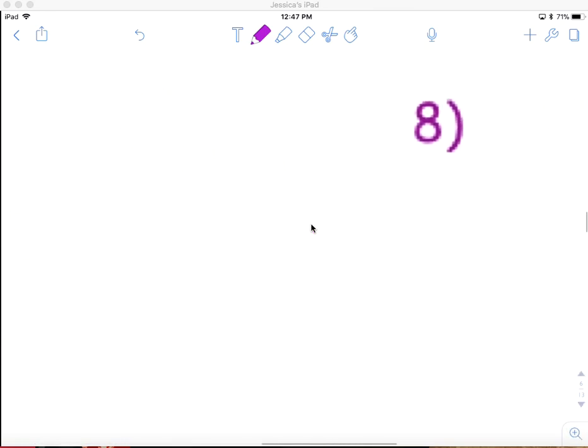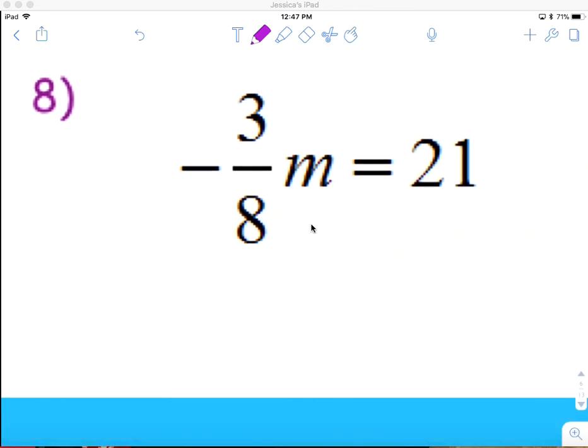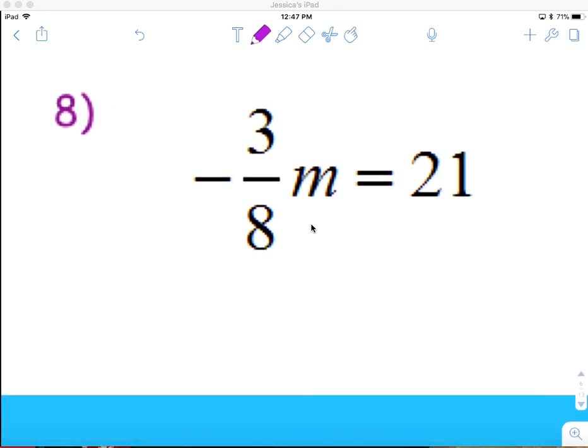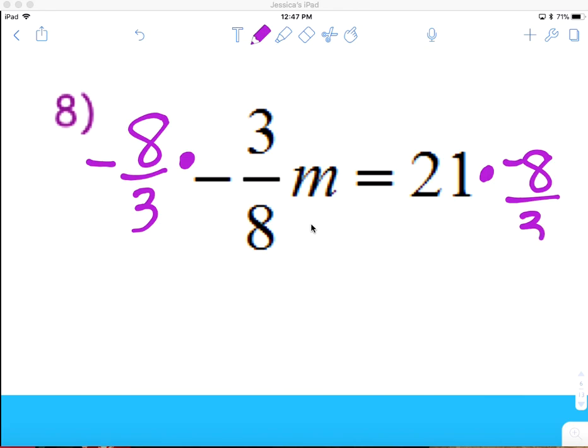And then finally, on number 8, we have a fraction here. I'm going to use the reciprocal method. You could also use the denominator method. I'm going to multiply both sides by negative 8 over 3. I'm taking the negative with it to cancel it out because we know that a negative times a negative will give us a positive. So from here, on the left, my negative cancels, my 8 cancels, and my 3 cancels, leaving me with m.